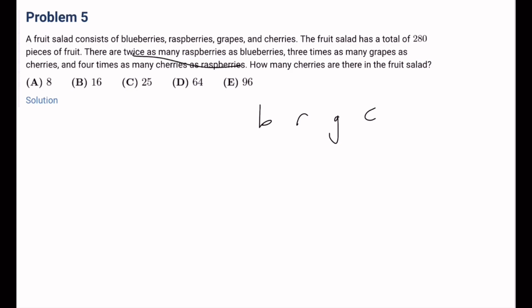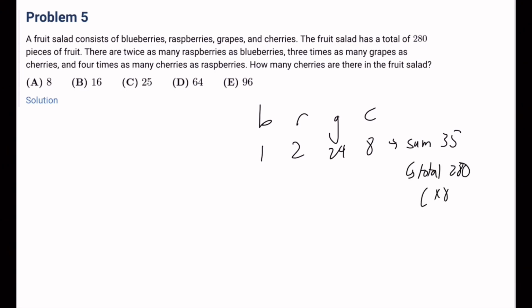Okay, so since there are twice as many raspberries as blueberries, if B is 1, then raspberries is 2. And since there are 4 times as many cherries as raspberries, that means there are 8 cherries. And since there are 3 times as many grapes as cherries, that means there are 24 grapes. Adding this all together, we get a sum of 35, but the total has to be 280. That means we have to multiply by 8. So we multiply everything here by 8 to get the actual number, and we want the cherries, so we multiply that by 8, right? 8 times 8 equals 64. So 64 is the answer, it's D.